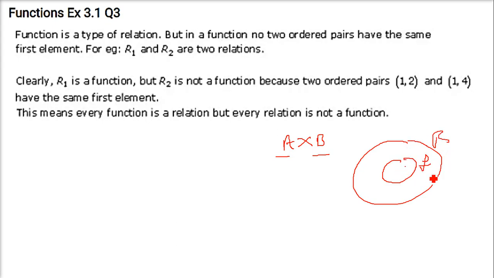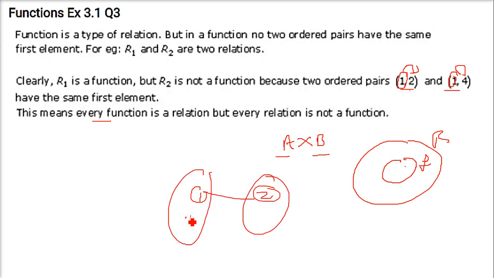A relation will not always be a function. Why? Because if it is a function, then every first element will have a unique image. Here there are two images. One is related to 2 and also one is related to 4. This is not possible. This can be only in a relation, but in a function it is not acceptable.